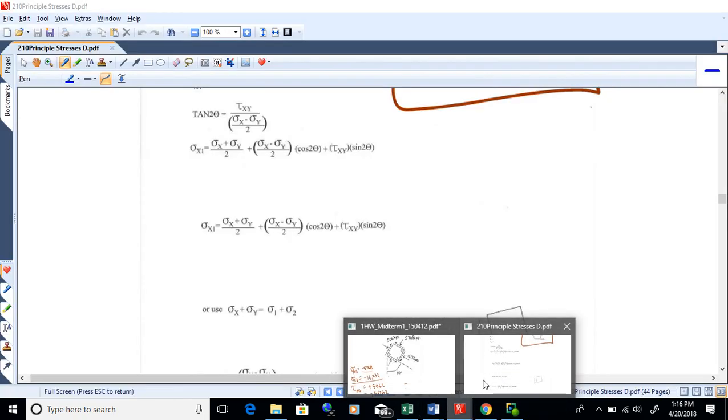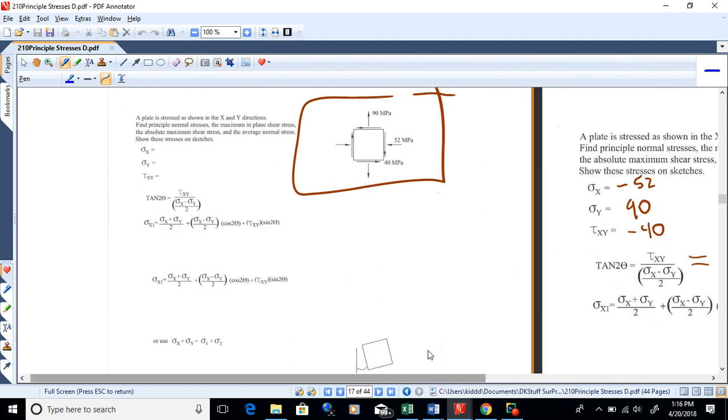So that's just the most basic thing you do. You find the stresses at an angle. You just plug the angle into the formula and find what they are. It's not a big deal.